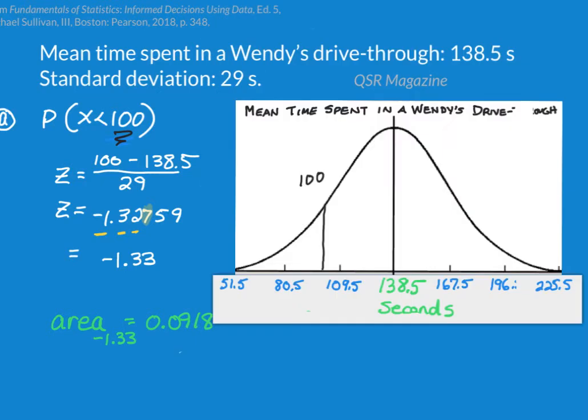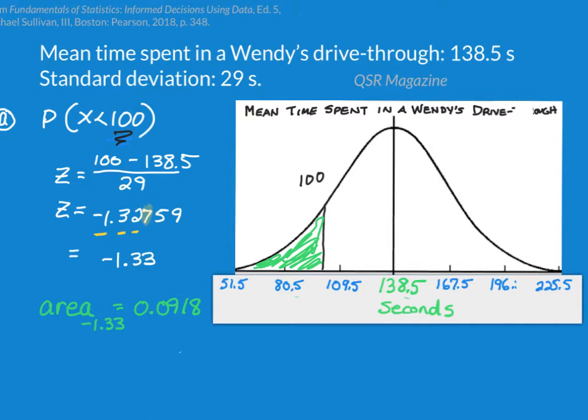And now you can put away your chart for the moment. So we have an area of negative 1.33. That's the area to the left of 100 seconds. That would be all of the times that are less than 100 seconds. That's 100 seconds of waiting in line for that single at Wendy's.